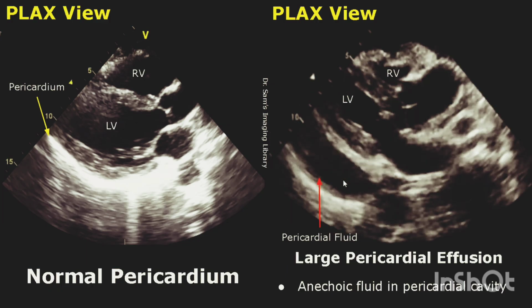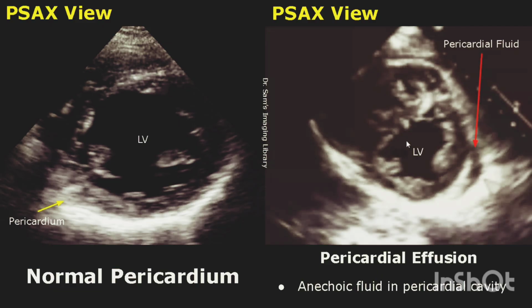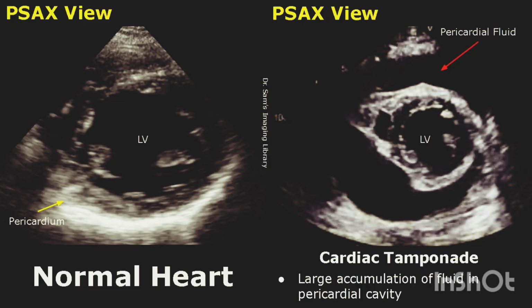In this image, we can see a very large amount of pericardial fluid. This can lead to a condition known as cardiac tamponade. Here is a parasternal short axis view of the left ventricle, and we can see some fluid in the pericardial cavity. Cardiac tamponade is a condition in which the large pericardial effusion starts to affect the cardiac cycle. The heart function is compromised.